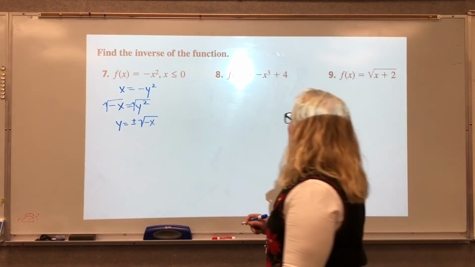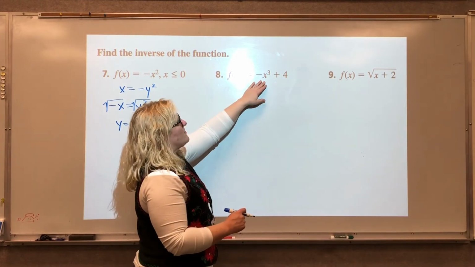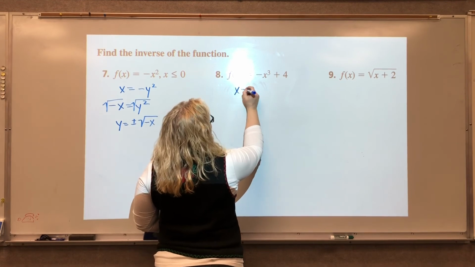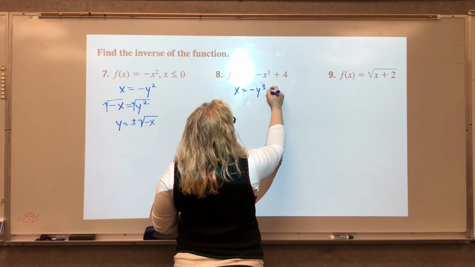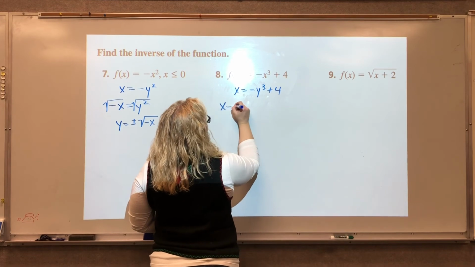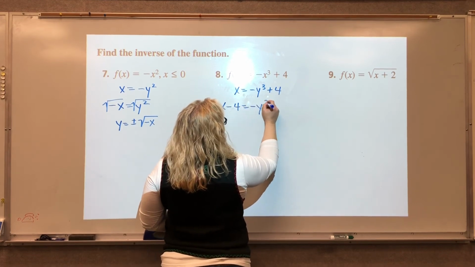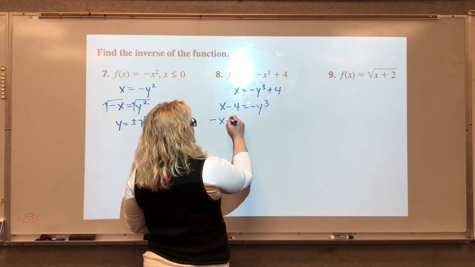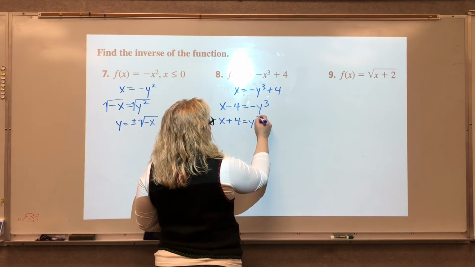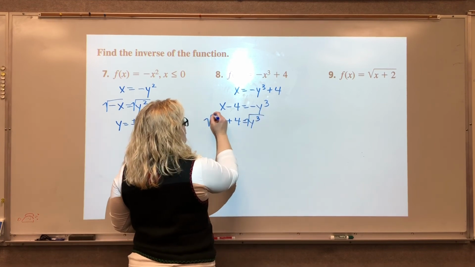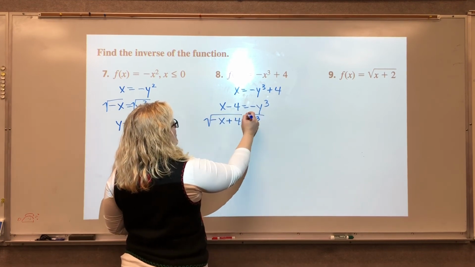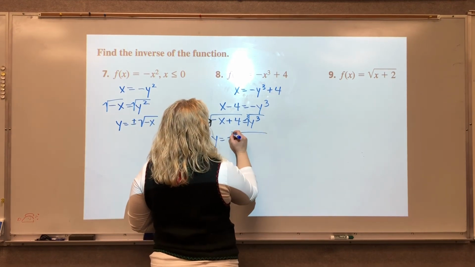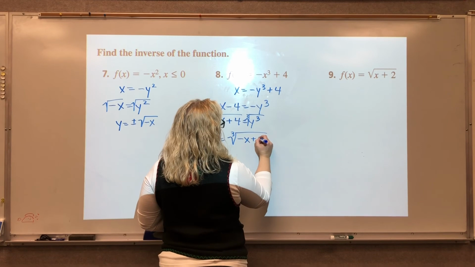Okay, all right, so here we have f of x equals negative x cubed plus 4. So I'm going to flip-flop again. x equals negative y cubed plus 4. Subtract 4 from both sides. I'm going to multiply both sides by negative 1. So I have negative x plus 4 equals y cubed. Now I'm going to take the cube root of both of these. So y equals the cube root of negative x plus 4.